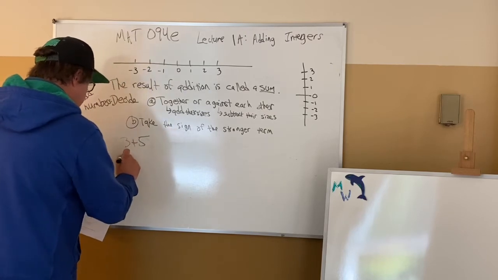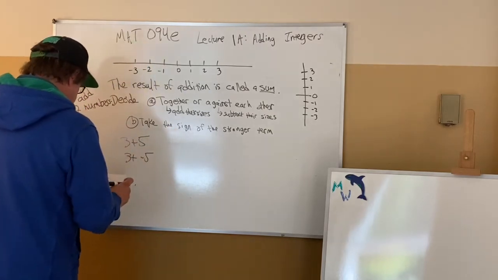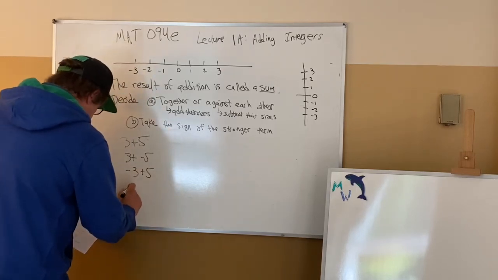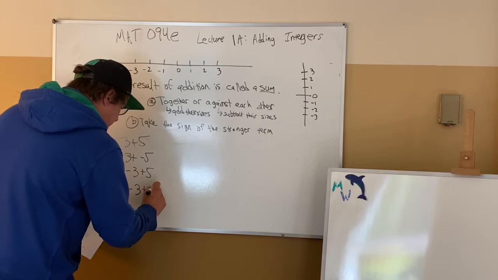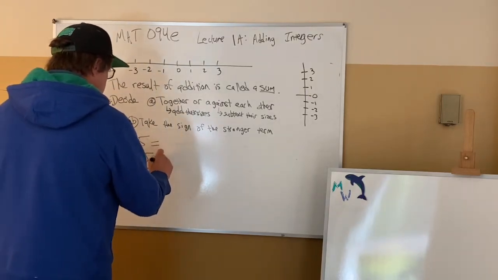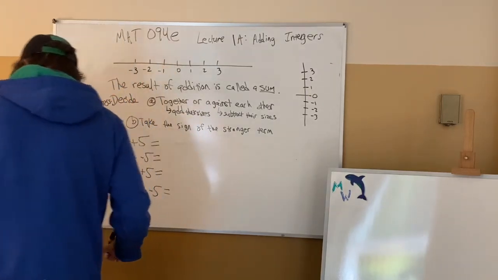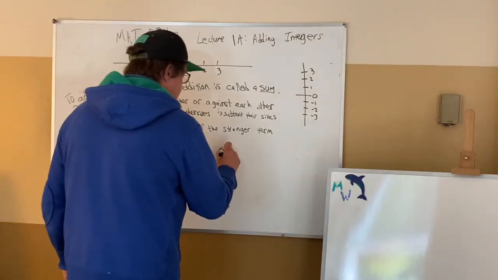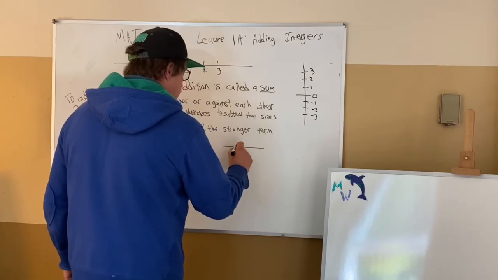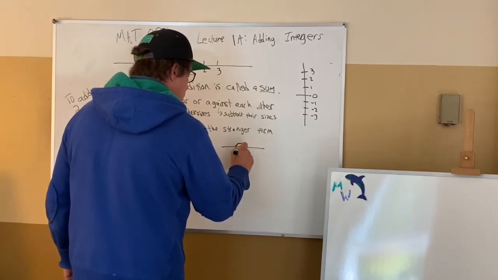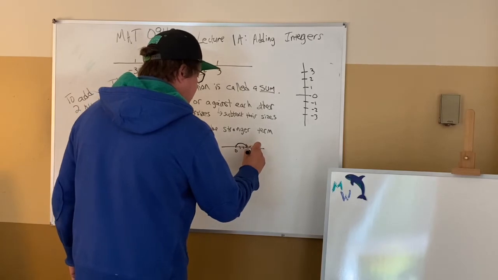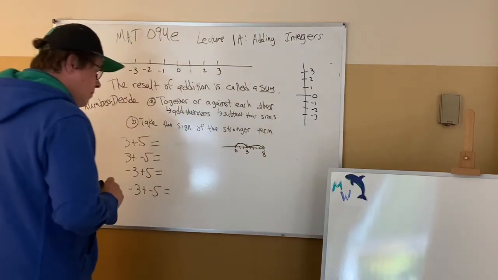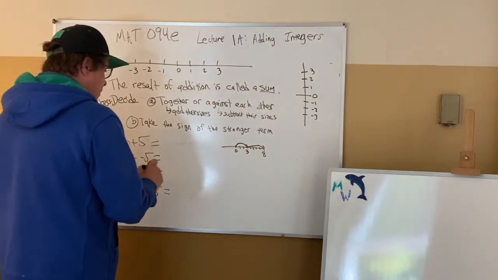3 plus 5, 3 plus -5, -3 plus 5, and negative 3 plus negative 5. So I want to show you what happens on the number line in each case. If I go here and I go 3, 1, 2, 3, and then I go 5 more, 4, 5, 6, 7, 8, I wind up on 8.